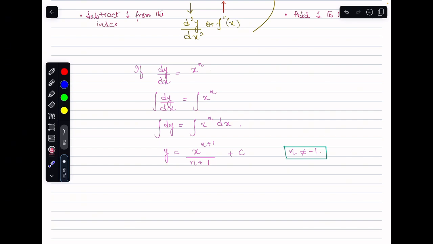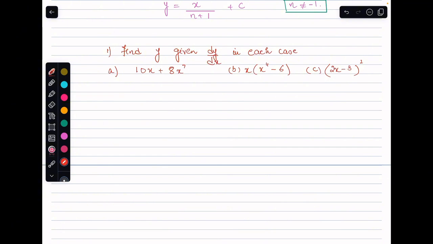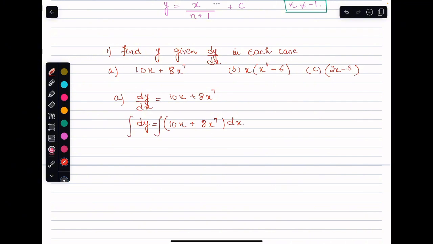So let's start working on some questions. Find y given dy by dx in each case. I have given 3 questions here. Part A, our dy by dx is given as 10x plus 8x to the power 7. So dy by dx, I can take dx on the other side: 10x plus 8x to the power 7, and this is dx, and I need to integrate it to get my y equation, and the question says find y in each case. So I shall be integrating it here.